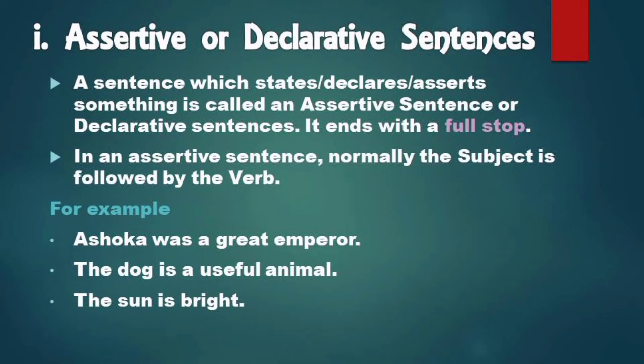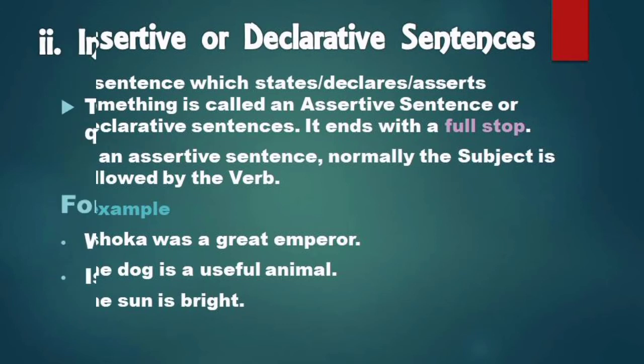The following statements are examples of assertive or declarative sentences. Ashoka was a great emperor. The dog is a useful animal. The sun is bright.